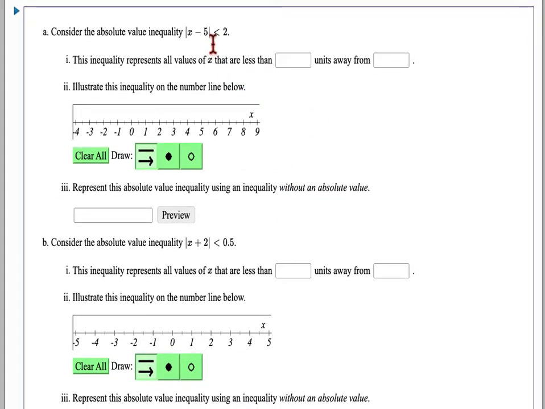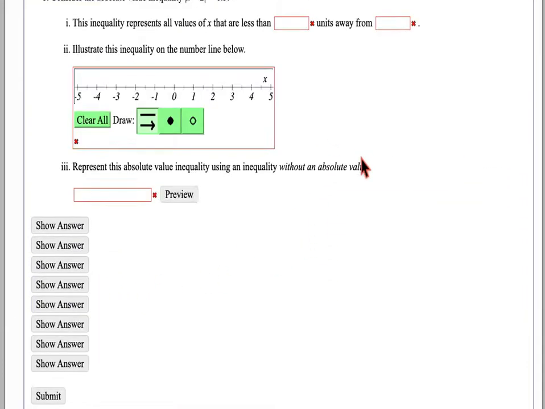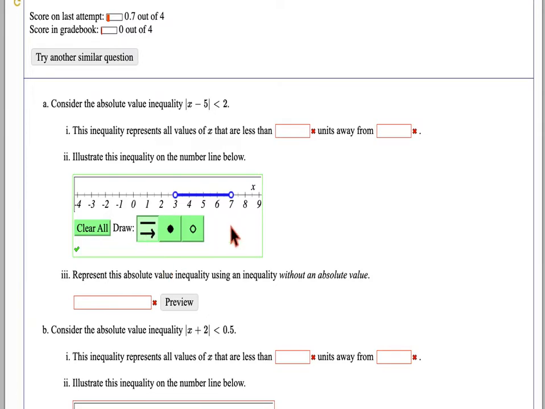Here's an absolute value. So we're at positive 5, right? And we want to be less than 2 away. So what does that look like? Less than 2. There's 2 there. So we can do it this way. And let me see, even though I'm in review mode, let me see what happens if I just submit it. So I could be 2 below and 2 above. Let's go ahead and submit it and see what it does. I know I didn't do all the stuff, but it does tell me that my graph is correct.